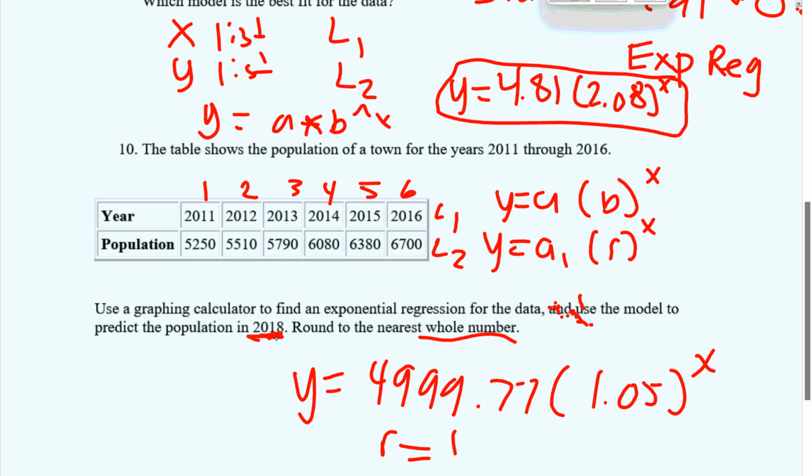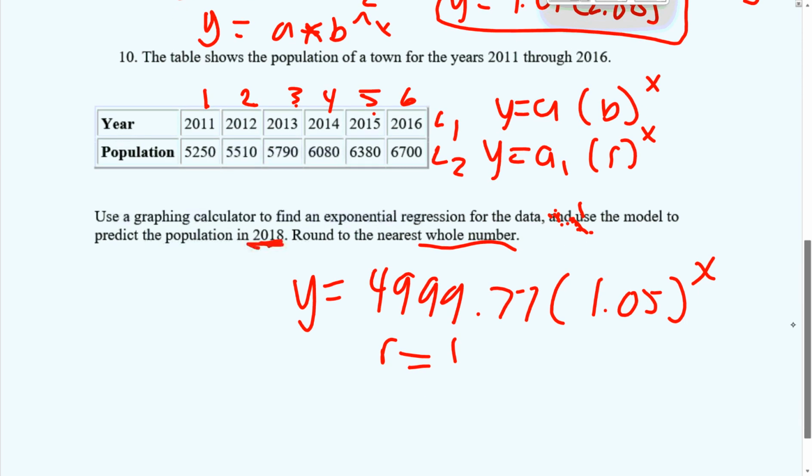But I can do 2008. And since I labeled these 1, 2, 3, 4, 5, 6, I really just want to put an 8 into this equation and hit enter. So there are 2 ways to do it. I can clear my calculator and just type this in, 4,999.77, parenthesis, 1.05, parenthesis, raised to the 8th power. Now, if you left the 2011 in, you'd want to do 2018. But since I didn't, I'm just going to use 8. And hit enter.